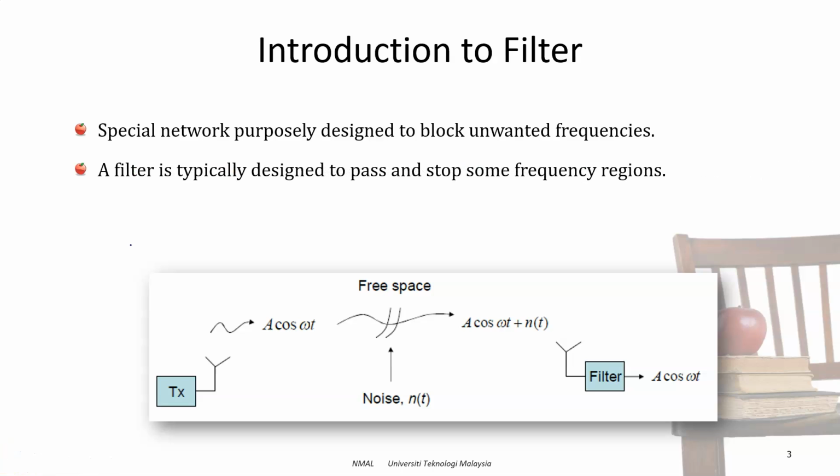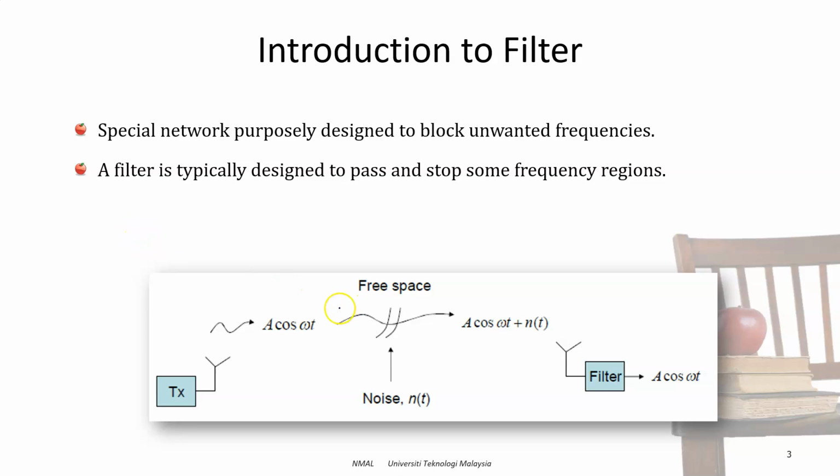So it is actually a special network purposely designed to block unwanted frequencies. Okay, we've learned some of the filters before in the Fourier transform chapter. Okay, so we know that filter can remove the frequency that we do not want and can retain the frequencies that we want. So a filter is typically designed to pass and stop some frequency regions.